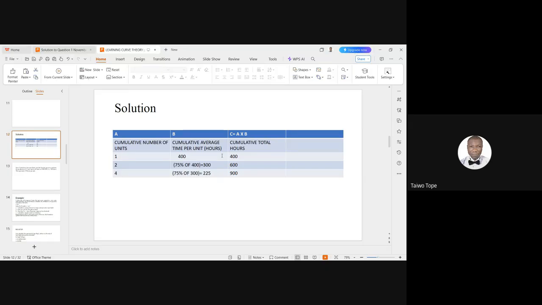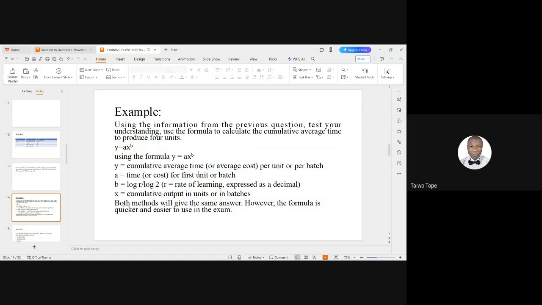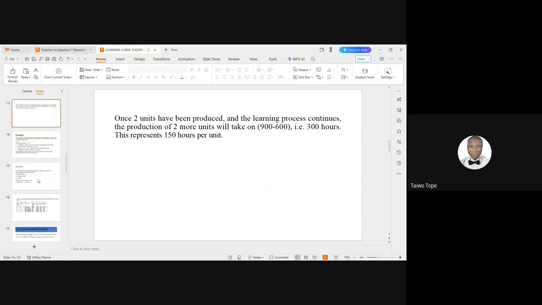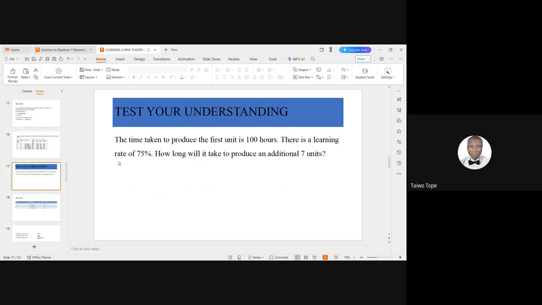The first one we solved, what we tried to determine was the average. That is y. The definition of y is cumulative average time. But now we want to determine the total. How long will it take to produce an additional 7 units? Not the average time now. So what will be the total time for the 8 units?